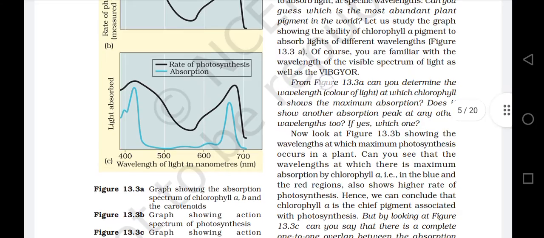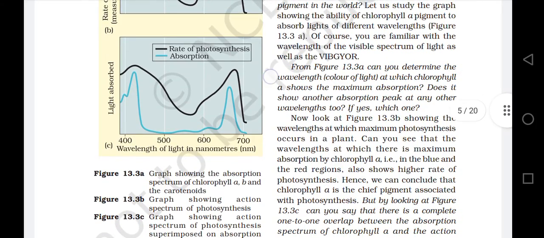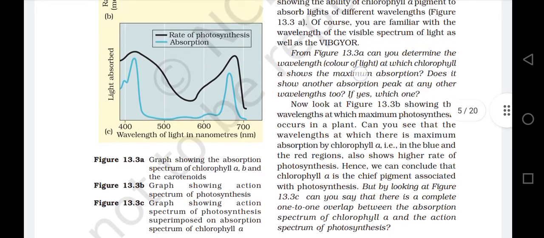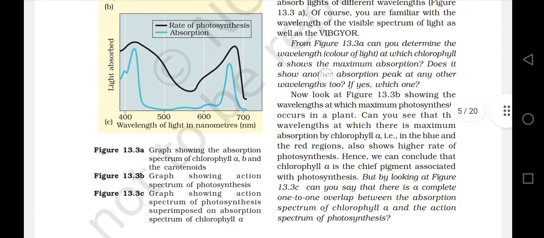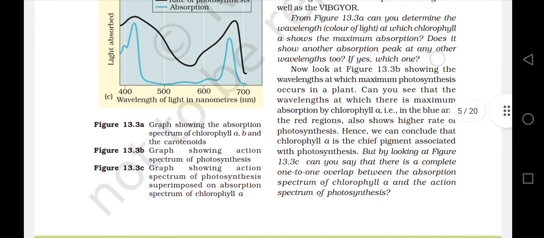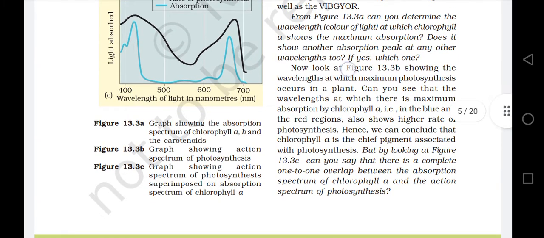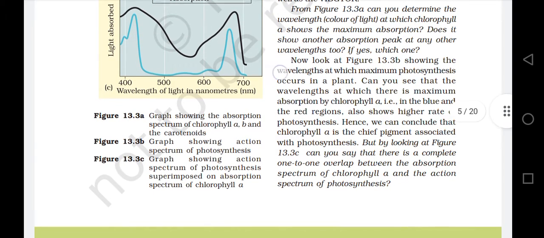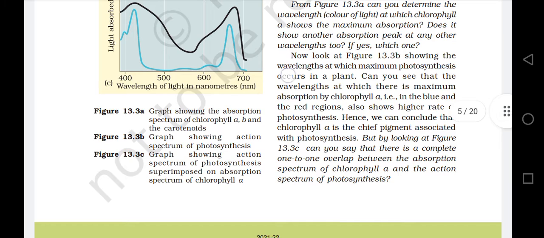From figure 13.8, can you determine the wavelength color of light at which chlorophyll shows maximum absorption? Does it show another absorption peak at any other wavelengths too? If yes, which one? Now look at figure 13.3b showing the wavelengths at which maximum photosynthesis occurs in a plant.